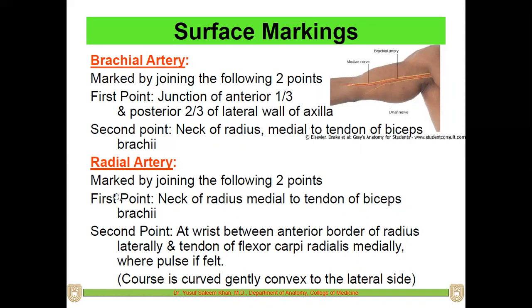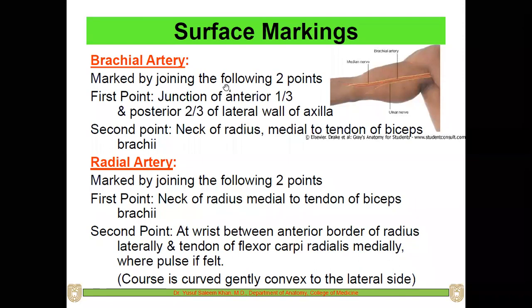Similarly, coming to the radial artery, mark it by joining the following 2 points. First point, from the end of the brachial artery, that is the neck of the radius, medial to the tendon of the biceps brachii. You can see here the tendon of the biceps brachii, just medial to that. Second point, at the wrist between the anterior border of the radius laterally and the tendon of the flexor carpi radialis medially, where the pulse is felt.